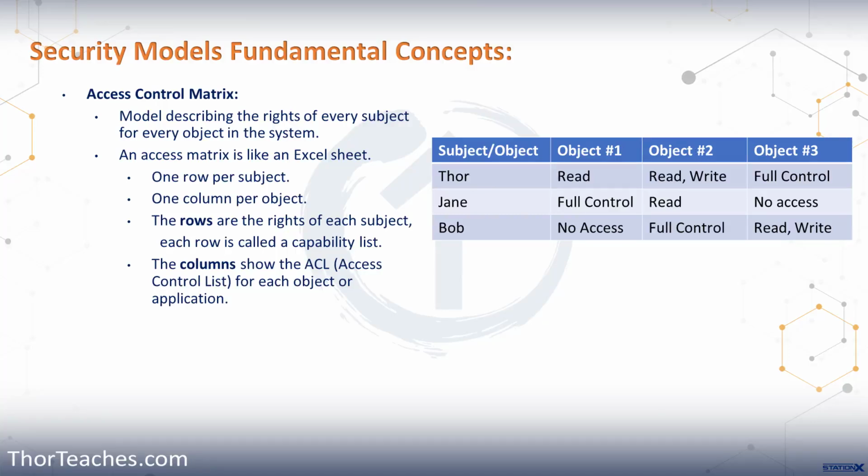If we look at the access control matrix over here on the right, for object number 1, Thor has read-writes only. Object number 2, Thor has read and write. And object number 3, I have full control. Jane has full control over object 1, read for object 2, and no access for object 3. In real environments, huge Excel spreadsheets. But you get the idea, right?